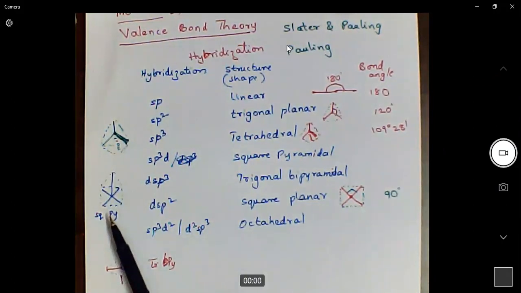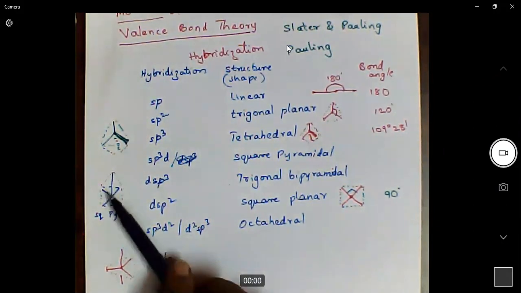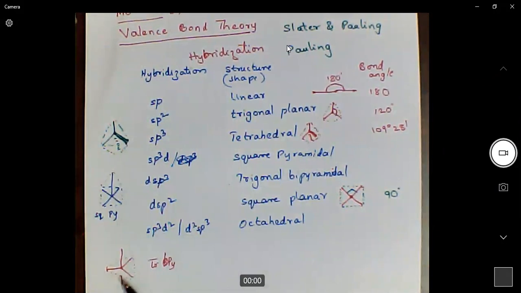plane, it gives pyramid. If you have 2 bonds, one above the plane and one below the plane, then we will get bipyramid. So square pyramid means there is one bond on the top of the plane. Trigonal bipyramid means there are 2 bonds, one above the plane and another one below the plane.